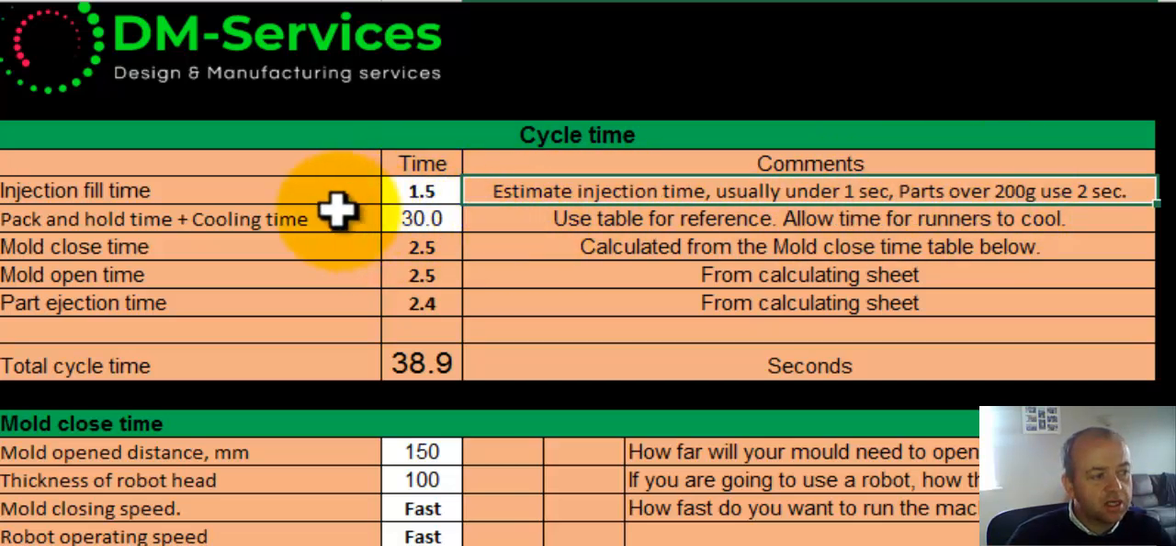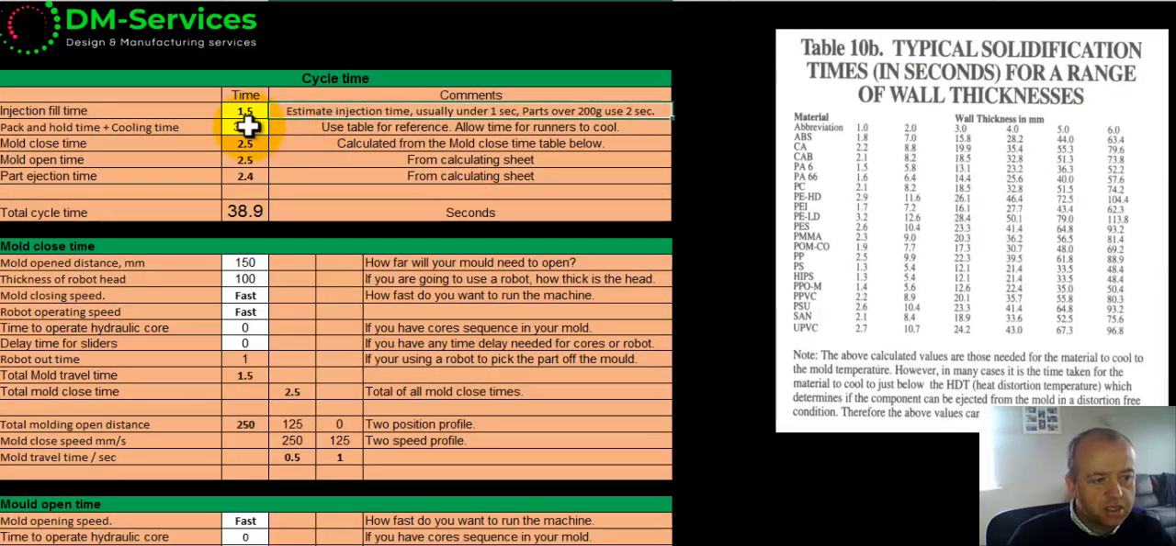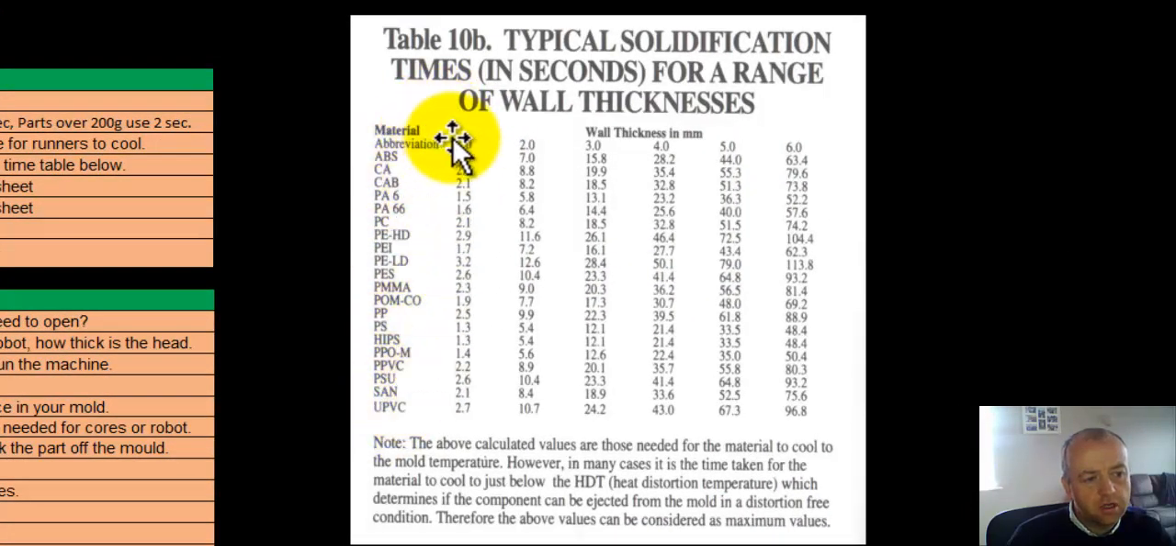Then the pack and hold time, plus your cooling time. If we use this table over here, we can see a list of materials down here, and wall thicknesses here. So we have 1 millimeter, 2, 3, 4, 5 and 6 millimeters. Typically your wall thickness will be somewhere between 1 and 3 millimeters for most plastic parts.